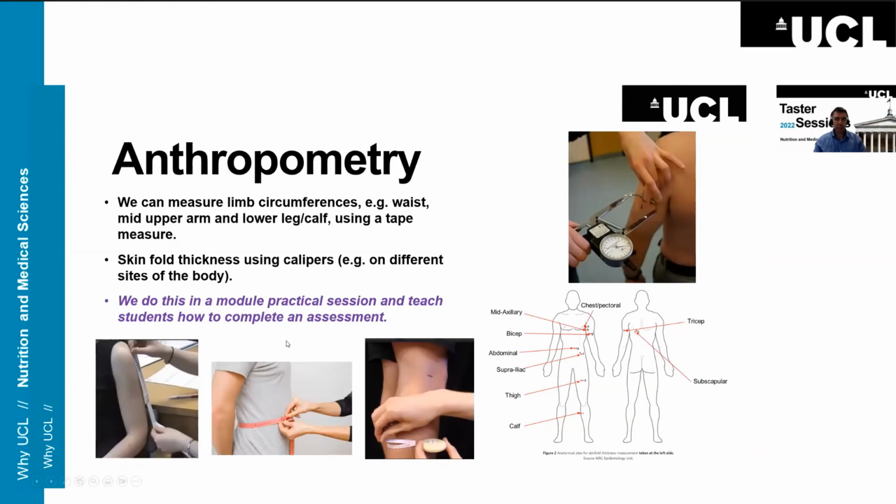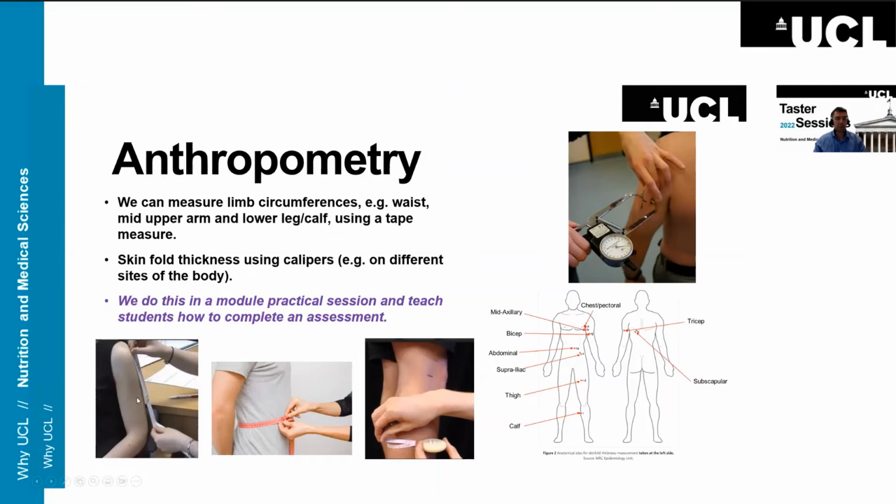So for some basic anthropometry, and again, this is the sort of stuff we do in practical sessions in the course, okay? We can, for example, measure limb circumferences. We can look at waist circumference here, for example. We can look at mid-upper arm circumference. We can look at calf circumference, which is a good measure, for example, of lower limb muscle mass. And we can also look at skin fold thickness.